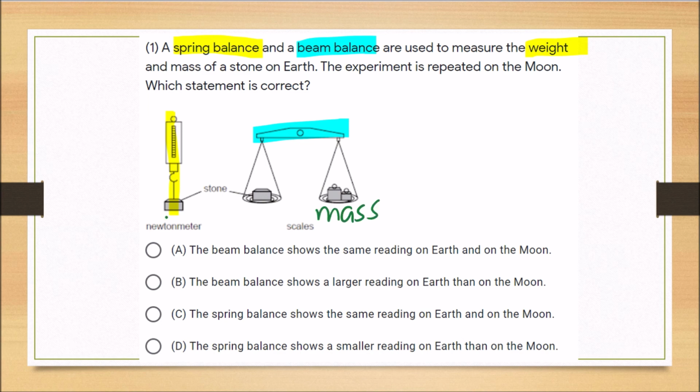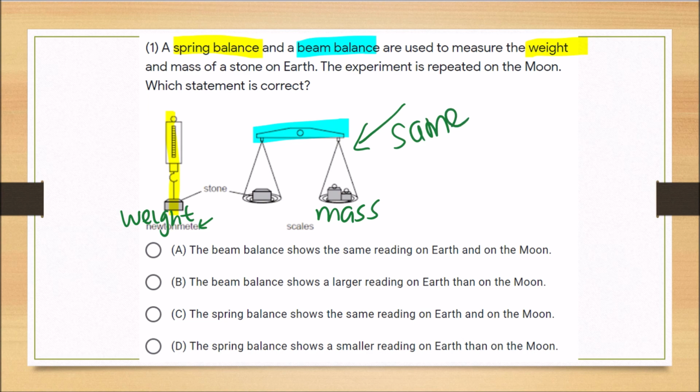A spring balance is also known as a Newton meter. Okay, so which statement is correct? When you do this experiment on Earth and then you go to the moon, the mass remains unchanged. You must always remember that mass will not change with location. So when you go to the moon, you will find that this reading here will be the same. The reading on Earth and on the moon will be the same.